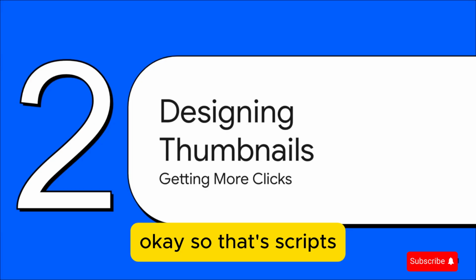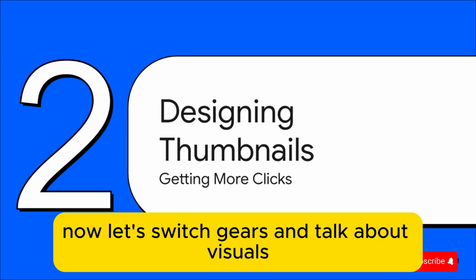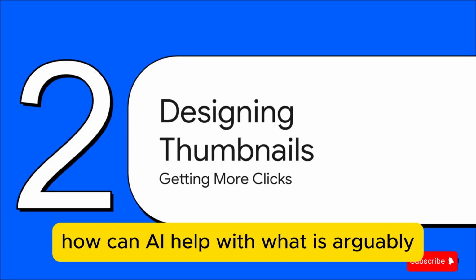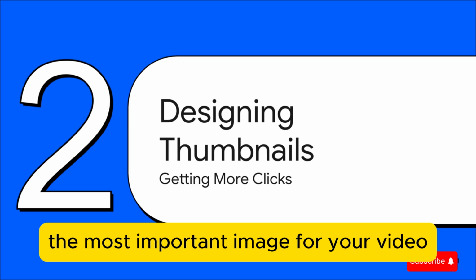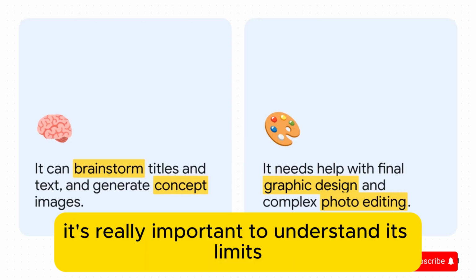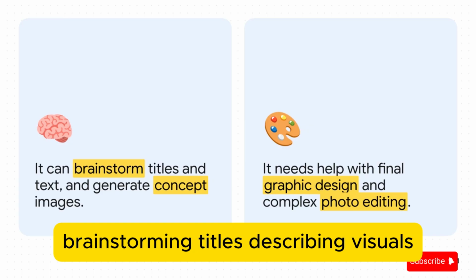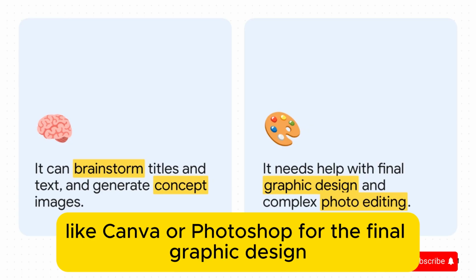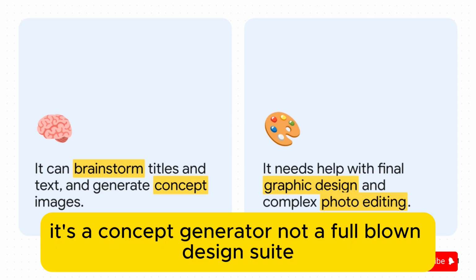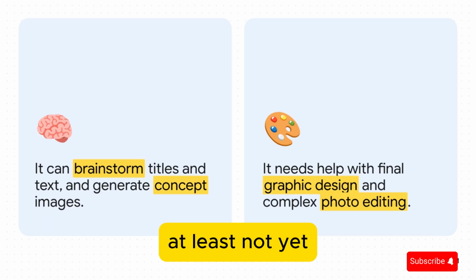Okay, so that's scripts. Now let's switch gears and talk about visuals. How can AI help with what is arguably the most important image for your video, the thumbnail? It's really important to understand its limits. While ChatGPT is amazing for ideas, brainstorming titles, describing visuals, you're still going to need tools like Canva or Photoshop for the final graphic design. It's a concept generator, not a full-blown design suite, at least not yet.